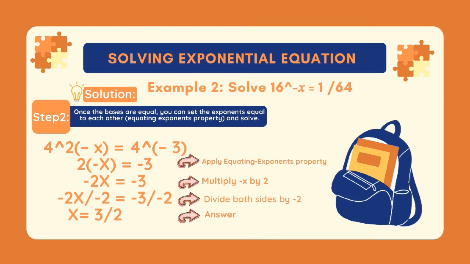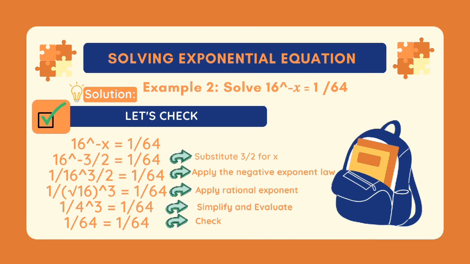Simplify and we will get x equals negative 3 over negative 2. But since our numerator and denominator are both negative, we can rewrite it as positive. Simplify and we will get x equals 3 over 2. For our checking, we will substitute 3 over 2 for x. And our equation will look like this. 16 raised to negative 3 over 2 equals 1 over 64.